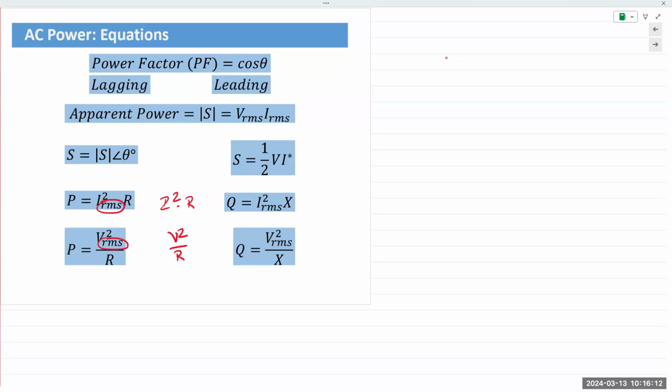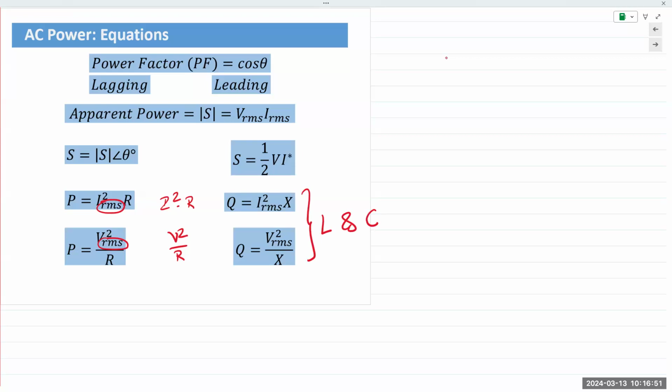When it comes to the inductor and capacitor, same form, same structure, the same equation, except inductors and capacitors do not have resistance, they have reactance. And so the same form of the equation would become V RMS squared over XL or over XC. If it's current, then it's I RMS squared times XL or times XC. These equations, of course, apply to both inductor and capacitor.